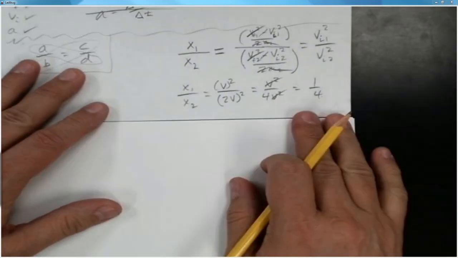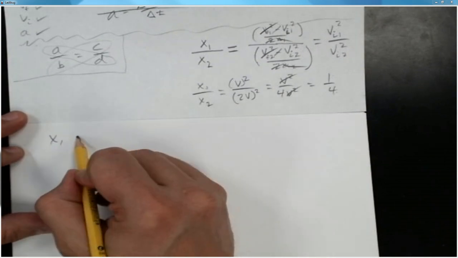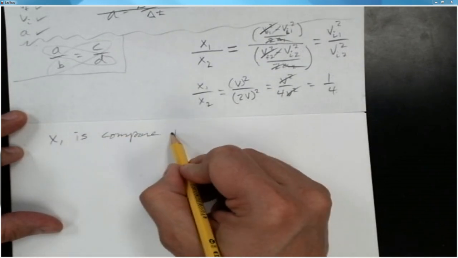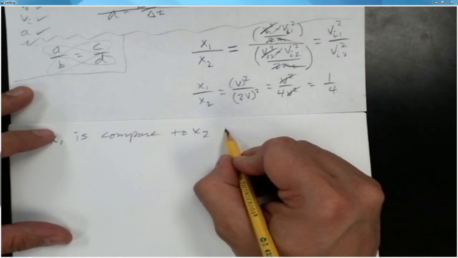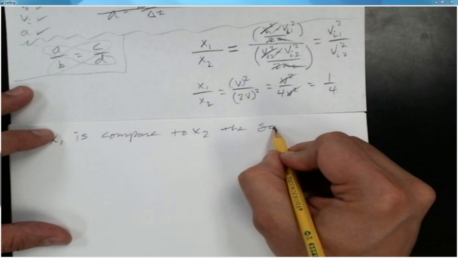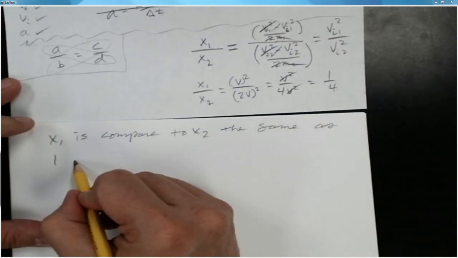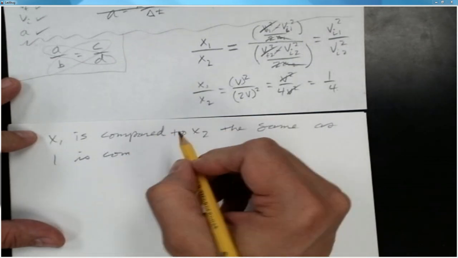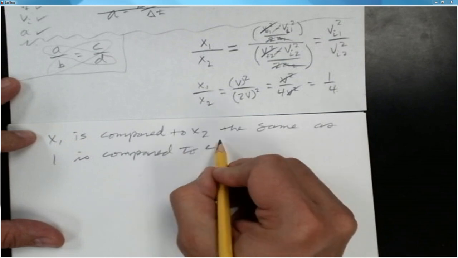The way I said that is super duper important. It's so important I'm going to write it out. x1 is compared to x2 the same as 1 is compared to 4.